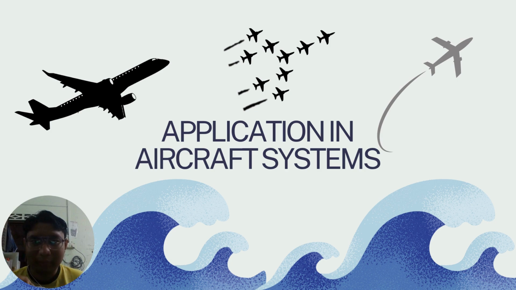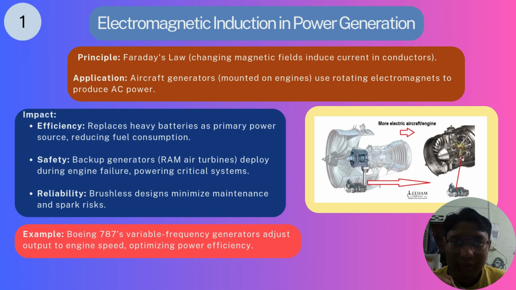Assalamualaikum warahmatullahi wabarakatuh. My name is Nohar Izzat bin Nur Azizi. The metric number DD240078. Now I will present about application in aircraft system. The first application is electromagnetic induction in power generation. The principle is Faraday's law, changing magnetic field induces current in conductors. Application in aircraft: generator mounted on engine uses rotating electromagnet to produce AC power. The impact on efficiency is that it replaces heavy battery as primary power source, reducing fuel consumption.